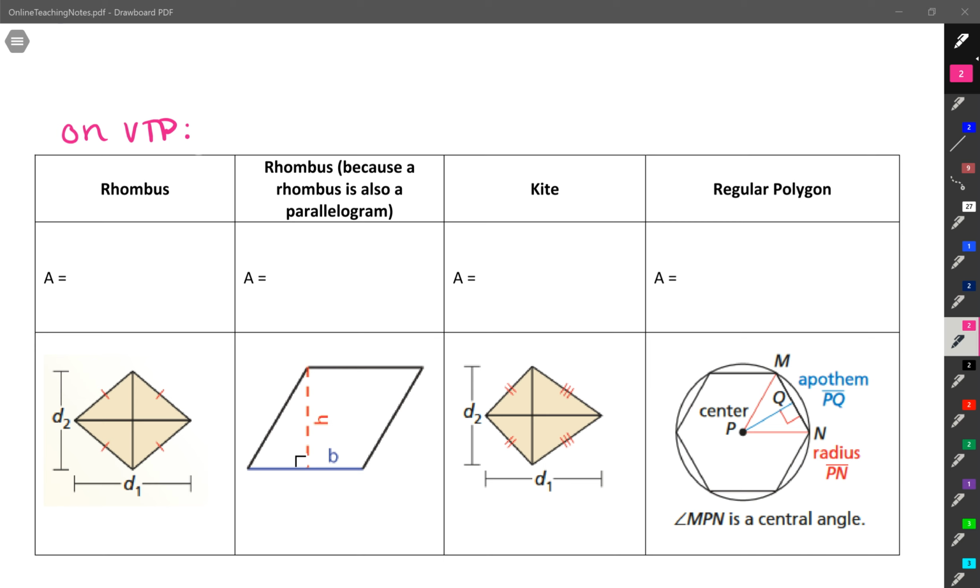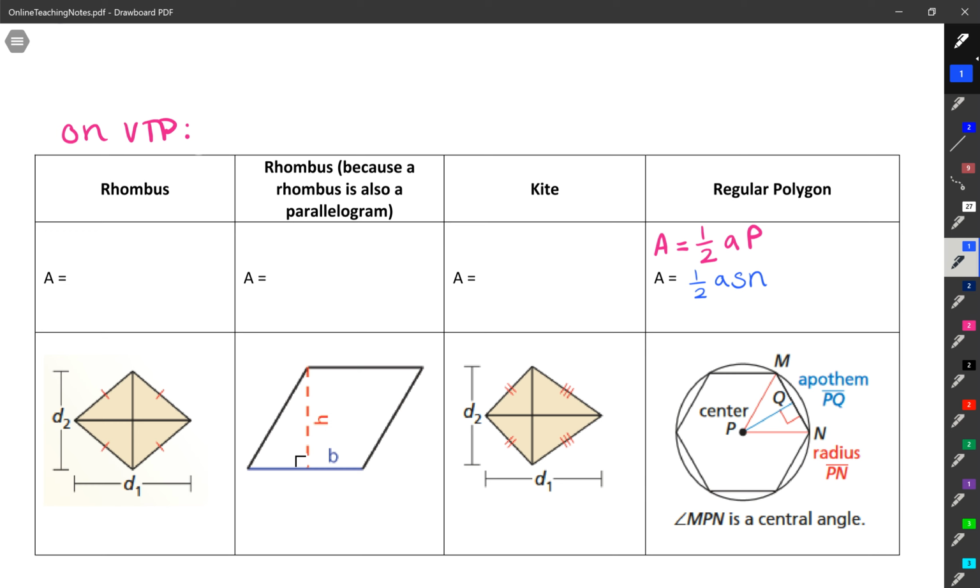So on the VTP, we can fill in the area now of a regular polygon. The area of a regular polygon can be represented 2 different ways. The first way is area is equal to 1/2 of the apothem times the perimeter. And so I'm just going to put A equals right there as well. So if we think about what that means, the perimeter is the side length times the number of sides. So the other way to represent it is 1/2 times a s n.